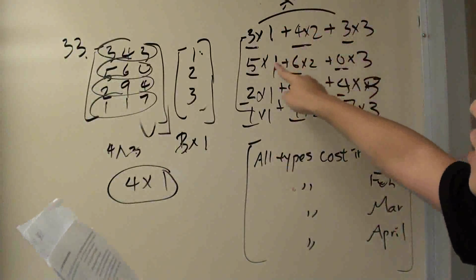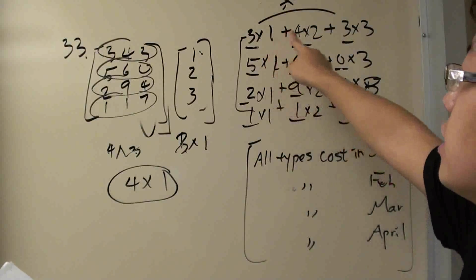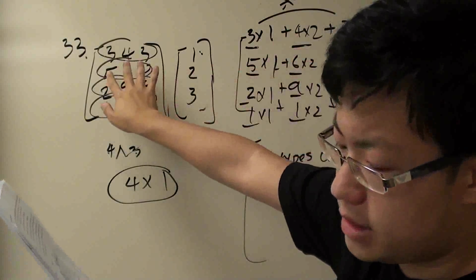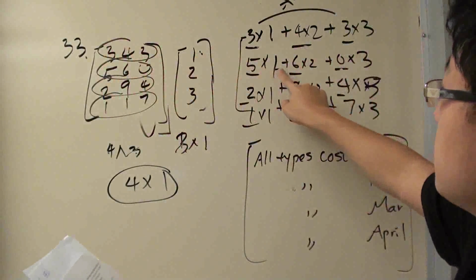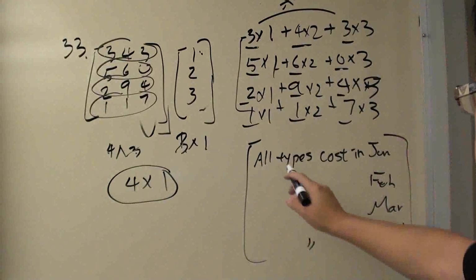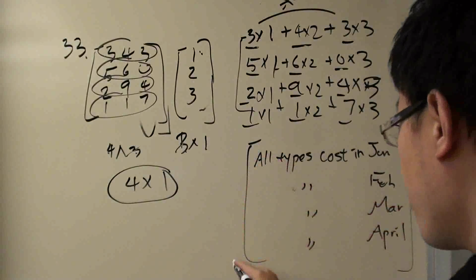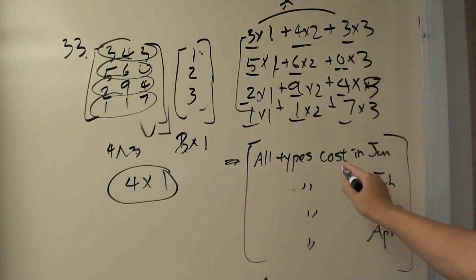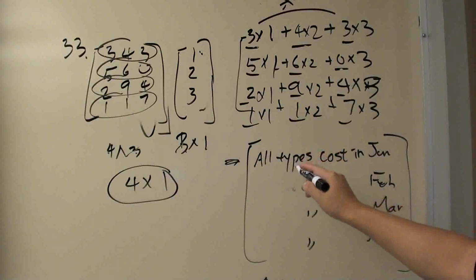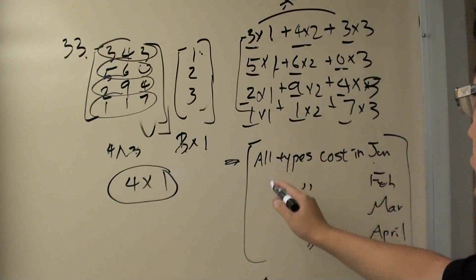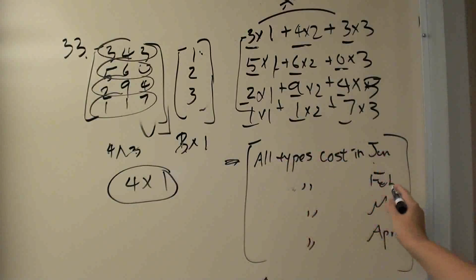So if that's January, well, where did 5, 6, 0 come from? That is for February, then March, April. So that's why my conclusion was that you're going to have 4 by 1. That's cool. The first row is the total cost for all types in January, and the same thing for February, March, April. That sort of thing, right?